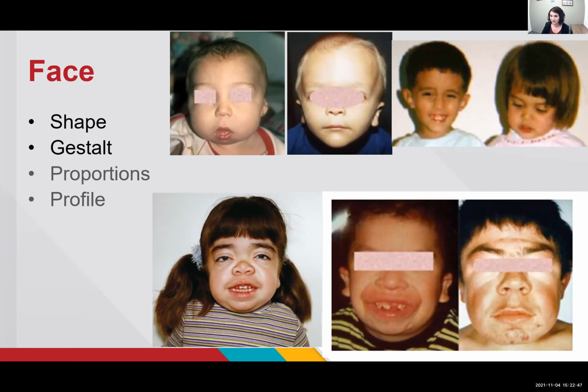On the bottom row, this is giving that sense of facial gestalt. And the biggest thing probably to take away is just having an idea of what coarsening of the features would look like. And so this is where you've lost some of the definition around the nose and the eyes. The features are less delicate. There's apparent thickening of the tissues.